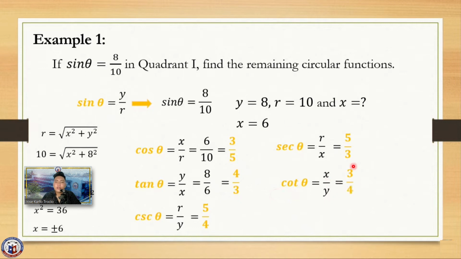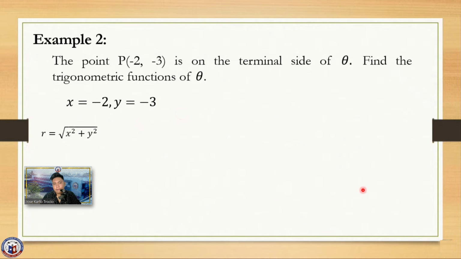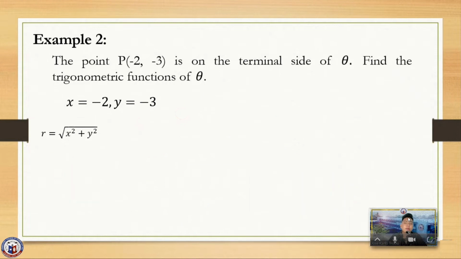So divided by 2, 3/4. That's it. Very straightforward. How about in this example, you are given the point that is on the terminal side of theta. Find the trigonometric functions of this. Example, the x is equal to -2 because it's in the point here, -2 comma -3.